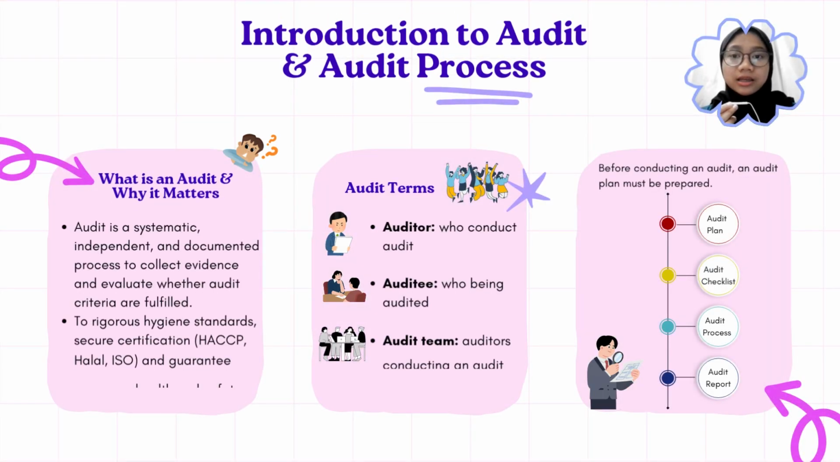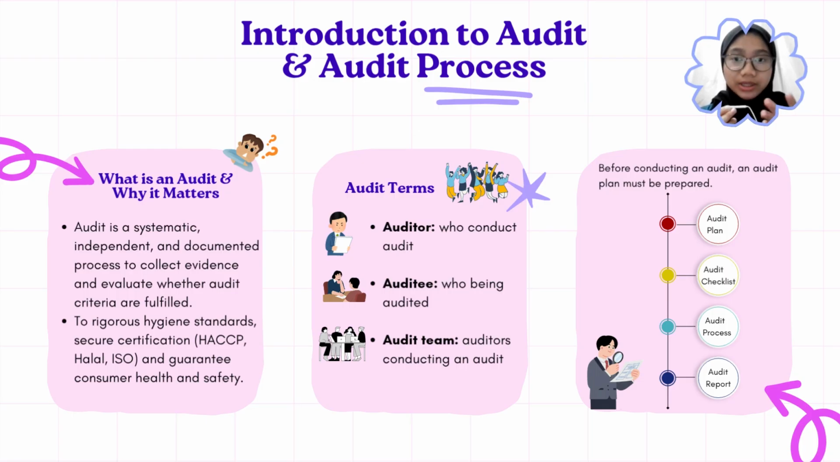We are discussing an audit plan, drawing from Dr. Hannah's industrial sharing session. Okay, firstly, what is an audit? Audit is a systematic, independent, and documented process used to collect evidence and evaluate whether audit criteria are fulfilled. For a food manufacturer, audits are critical to verify hygiene standards, secure certification, and guarantee food safety.